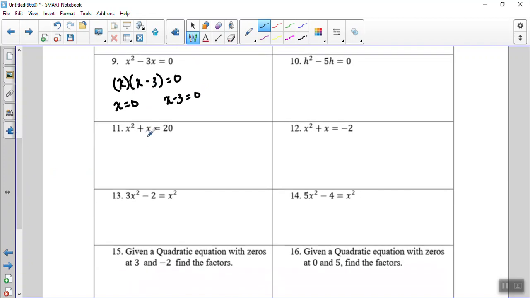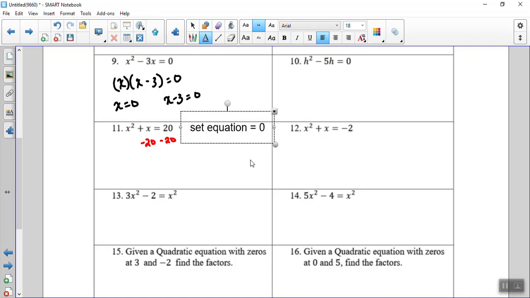Same thing here. So again, in these two terms, I have x by itself, but I do not have it set equal to 0. I have to make sure to first set it equal to 0, and then you can factor it. So to set it equal to 0, I'm going to subtract 20 on both sides. Set the equation equal to 0, so that's the first step. To do that, just move everything from the right side over.